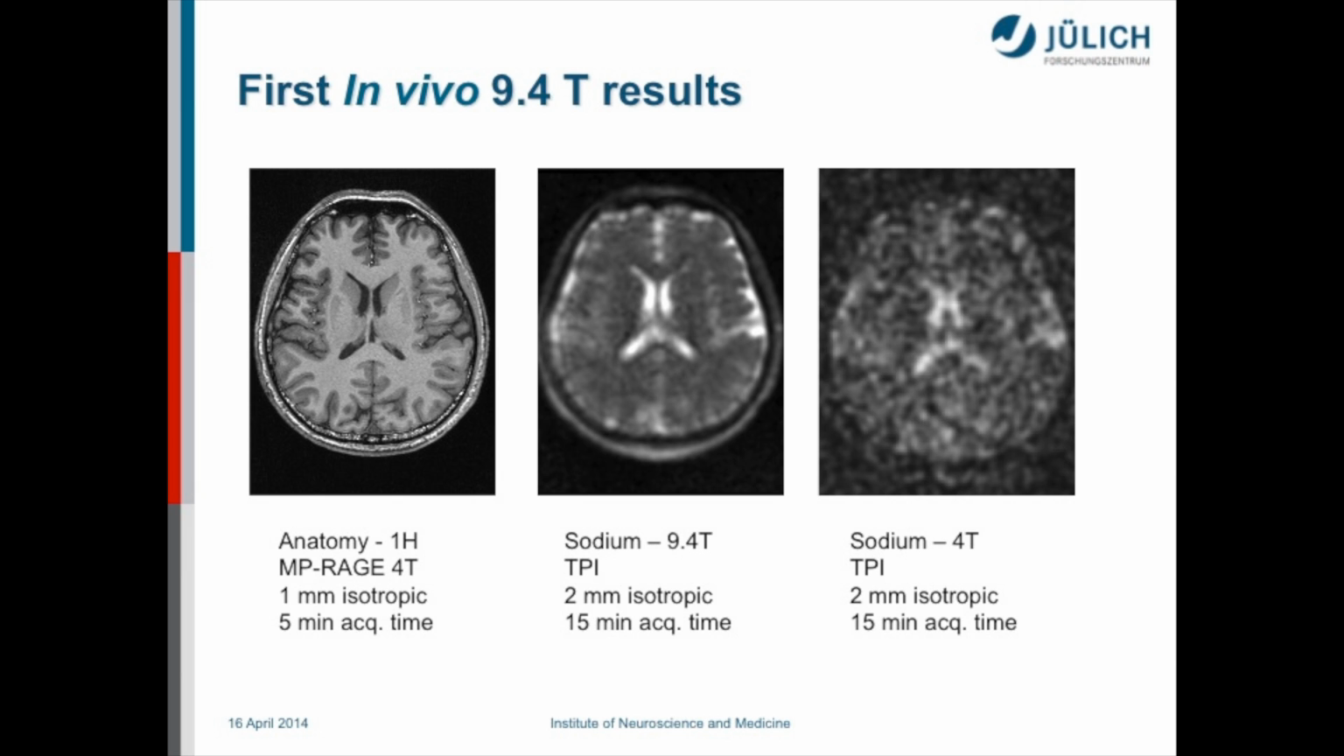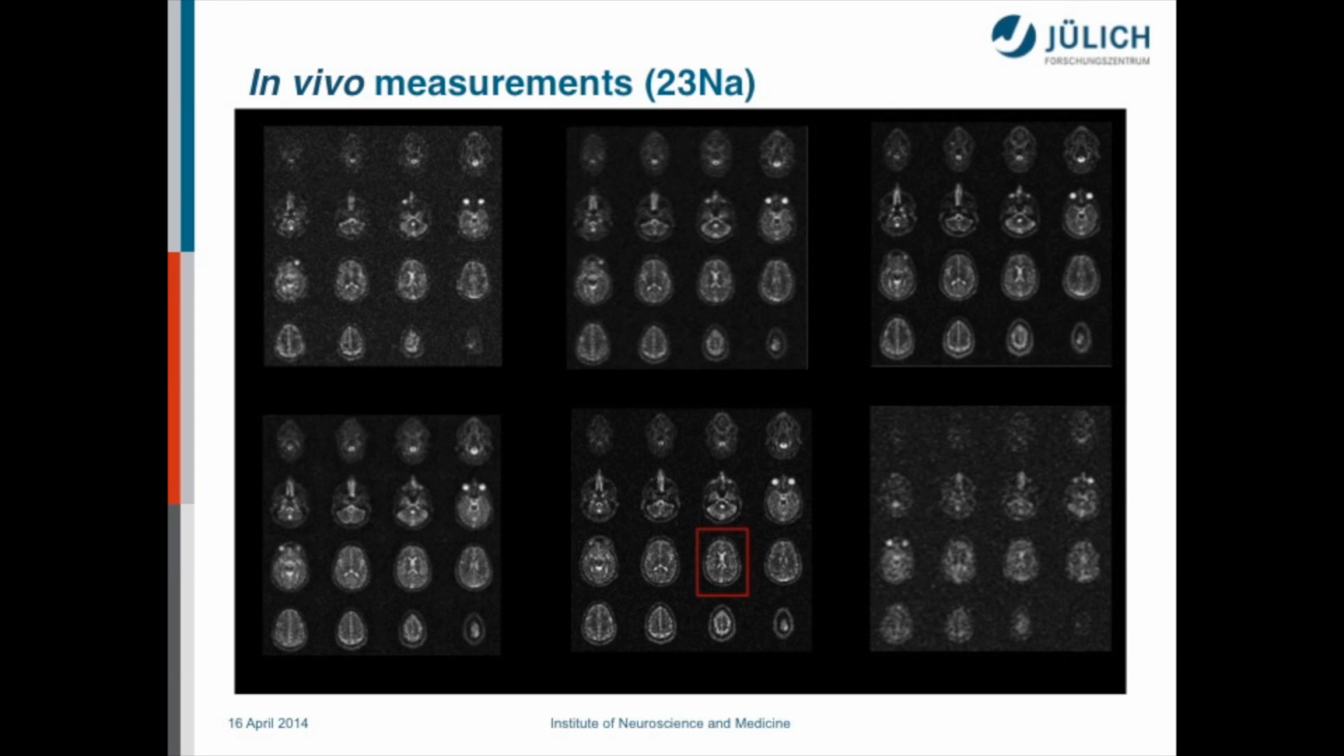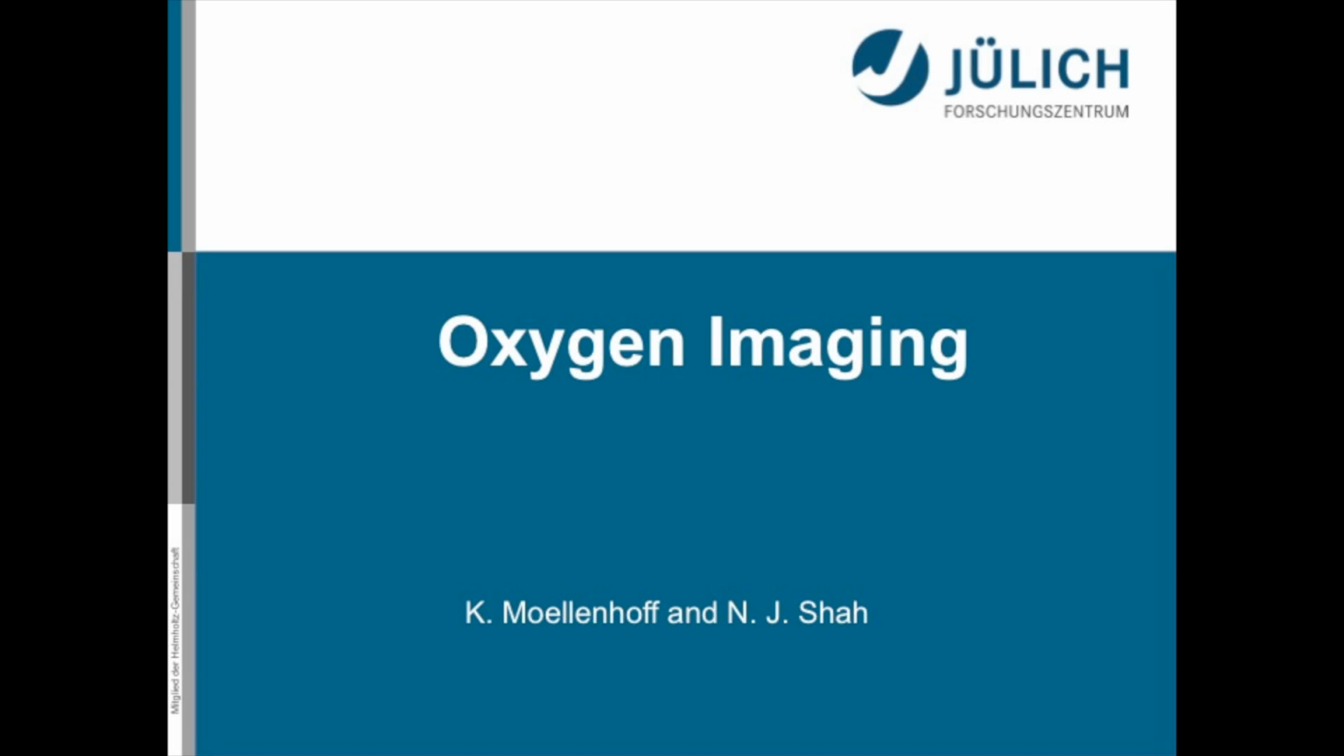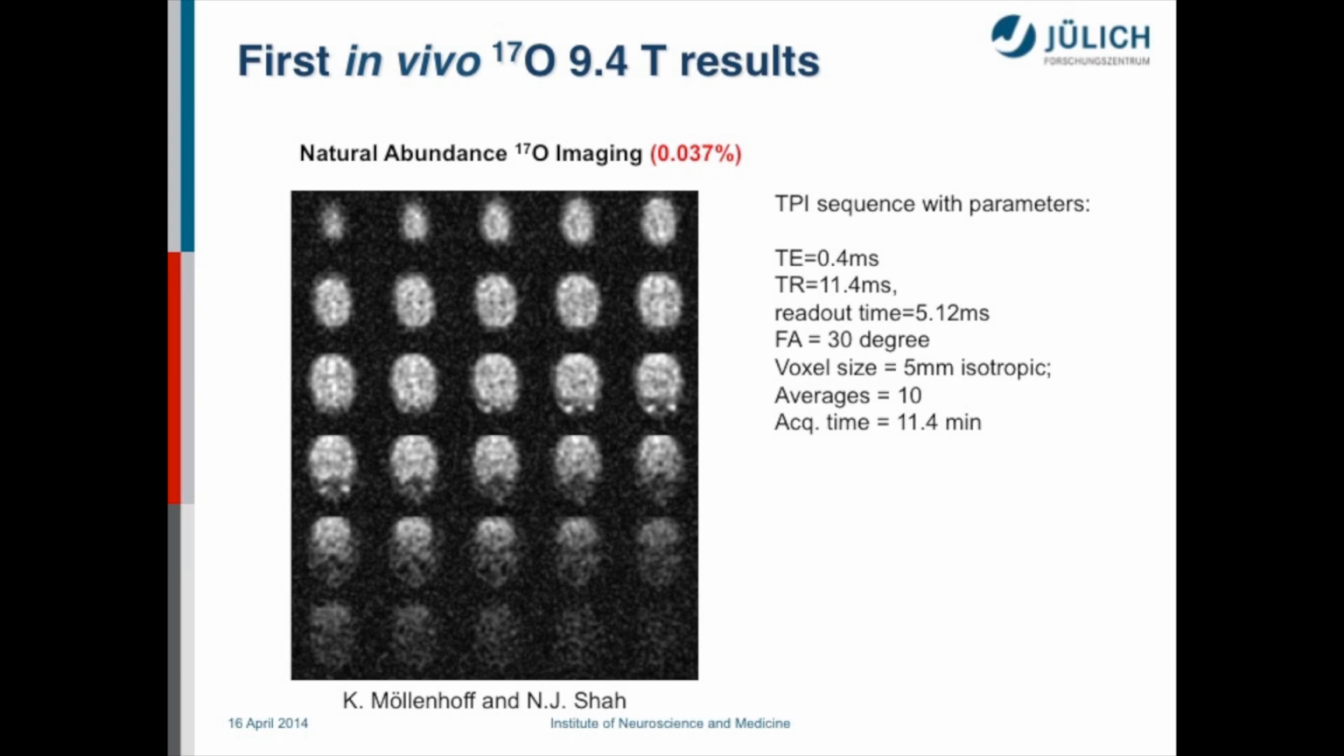We took the same sequence, implemented it at 9.4 Tesla, and this is what you get at 9.4 Tesla. And this is now, I think you'll agree, a significant improvement. We programmed and examined a number of different techniques for measuring sodium, settled on this one here, twisted projection imaging, and we ran that 2 millimeter isotropic again in 7 minutes acquisition time, and these are the sorts of images that you can get of sodium. So it's the sodium distribution, nothing to do with water anymore, it's the distribution of the sodium ion. Oxygen, we've started work.